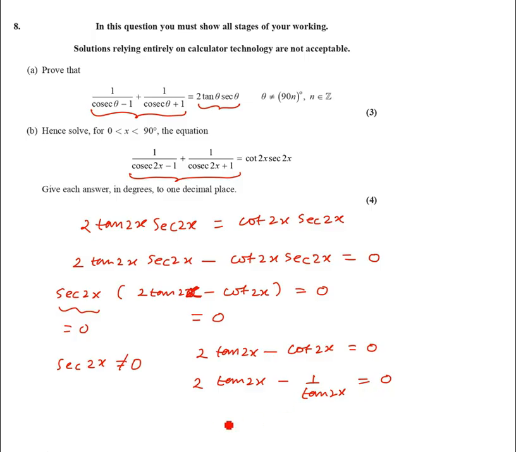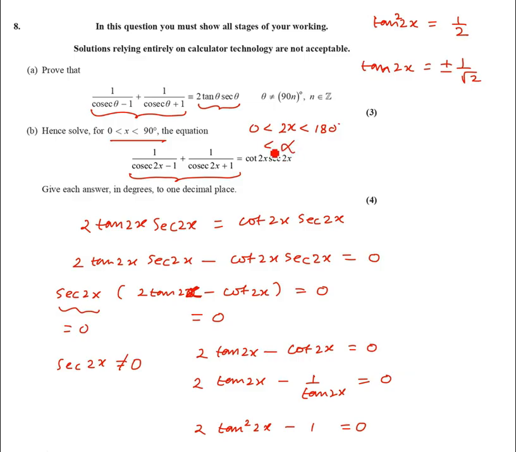Now let's multiply by tan 2x on both sides. So this becomes 2 tan squared 2x minus 1 equals 0. That means tan squared 2x will be 1 over 2, and simplifying, tan 2x will be plus or minus 1 over square root of 2. Now x varies between 0 and 90, so let's multiply this domain by 2. So 2x is greater than 0 and less than 180, and let's call 2x alpha. So alpha is between 0 and 180, and tan alpha equals 1 over root 2, or tan alpha equals minus 1 over root 2.